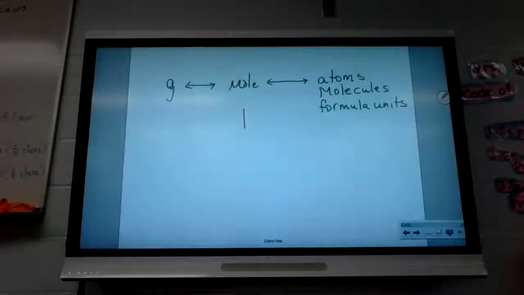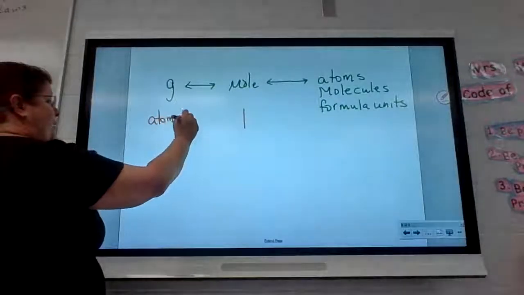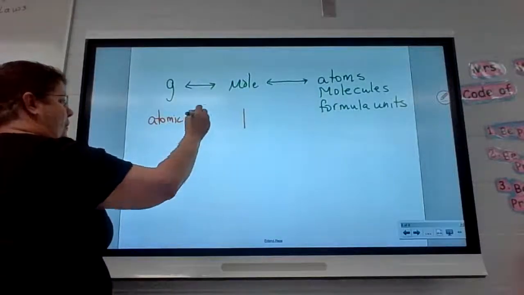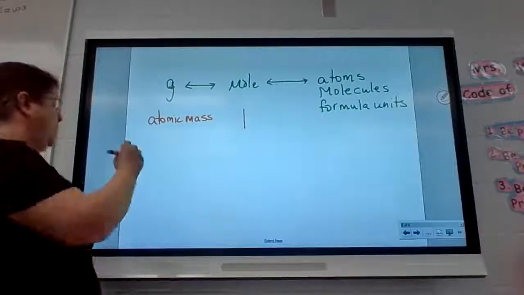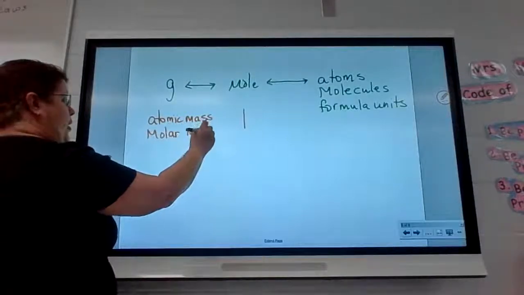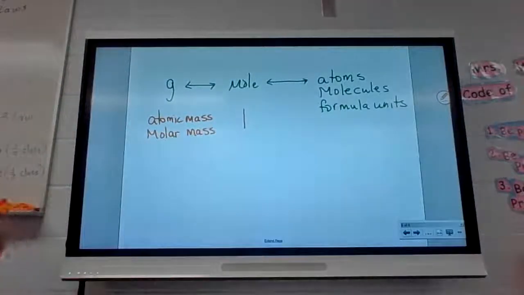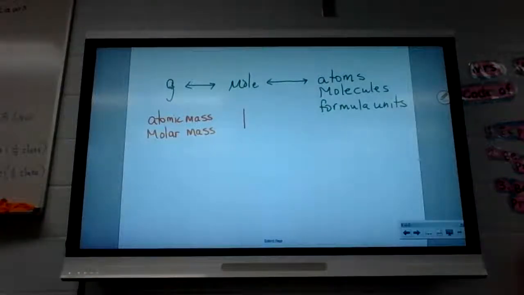Okay? What always went with grams? The atomic mass. So we can still put atomic mass here if we have an element, or if we have a compound, which is what we're going to do today, we're going to put the molar mass. We're going to learn how to put molar mass there in just a few minutes. And it won't matter whether we have an element, a compound, whether it's ionic or covalent.